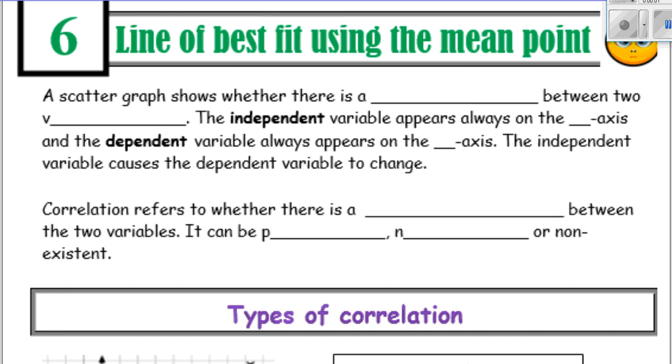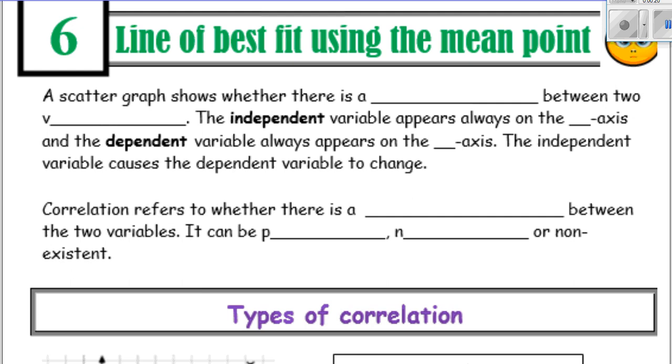The next lesson is the line of best fit using the mean point. So line of best fit probably makes sense when you're doing a scatter graph. You've probably done them in science class for ages. But something that is new to you is the fact that when you draw a scatter graph, before you draw the line of best fit, you need to first plot the mean point.